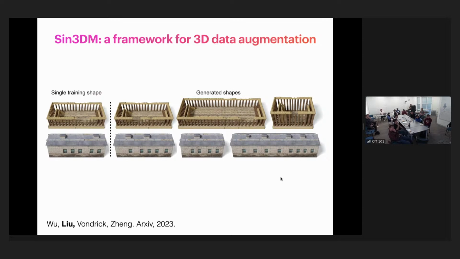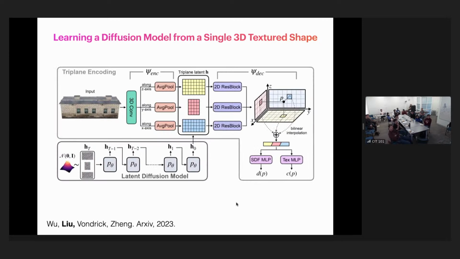In order to keep scaling 3D assets, another way is to augment the 3D assets. This paper we just submitted to ICLR is called Syn3DM. It's a method for 3D data augmentation from just a single 3D asset. The way we do that is we first train a 3D asset autoencoder. We use a 3D ConvNet to encode into triplane representations, and then we decode with neural networks to reconstruct the 3D assets. Then we train a diffusion model to generate the intermediate triplane representations that we obtain from the autoencoder.